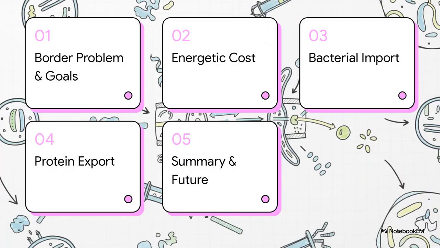Okay, so here's our game plan. We'll kick things off with the border problem itself and what we're aiming to learn. Then we'll get into the energy cost of all this transport. After that, we'll look at how things get in, bacterial import, and then how things get out, protein export. We'll wrap it all up with a quick summary and think about what's next.